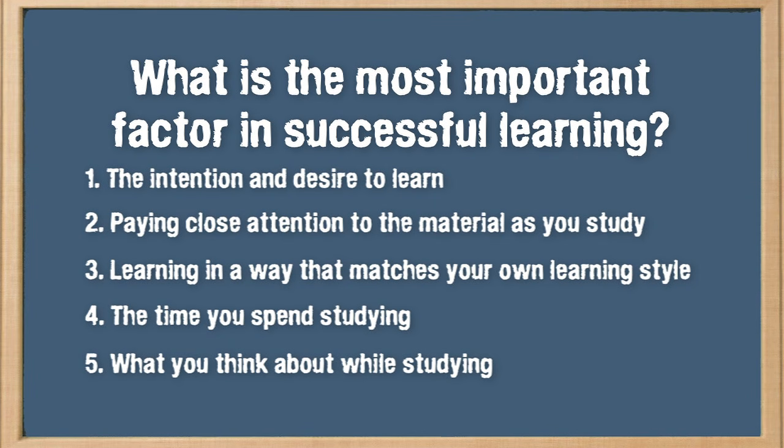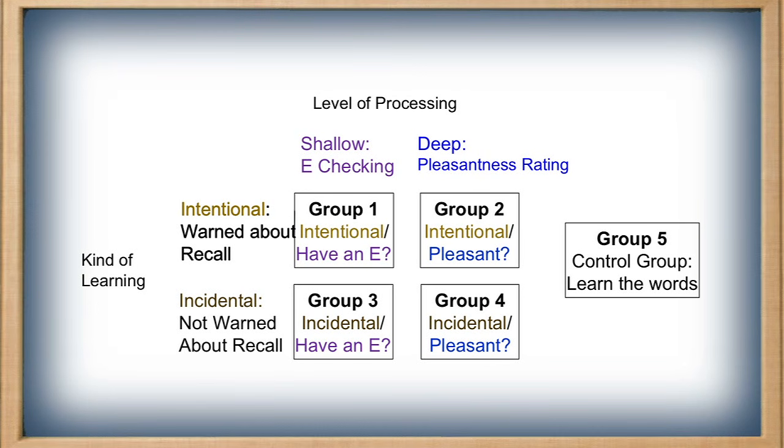In order to find out the correct one, I want you to imagine you're in a classic psychology experiment by Thomas Hyde and James Jenkins from 1969. See if you can guess the results. The basic design of their study is shown here with 5 different groups of participants.